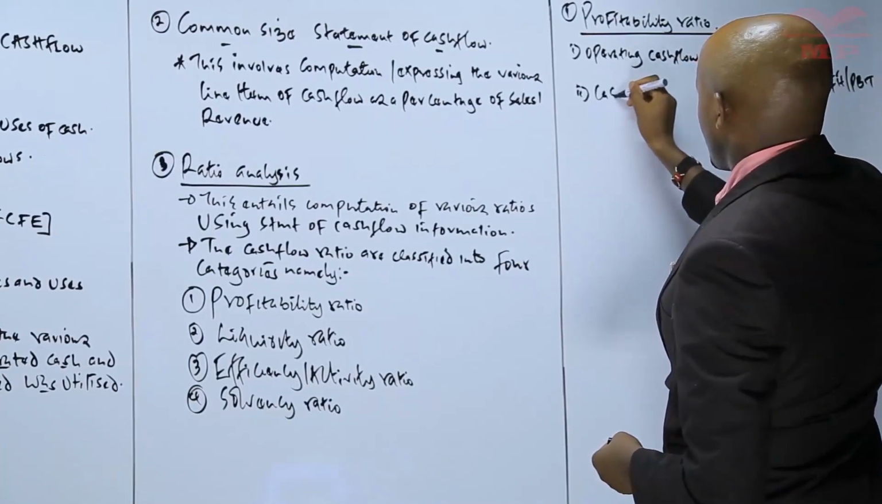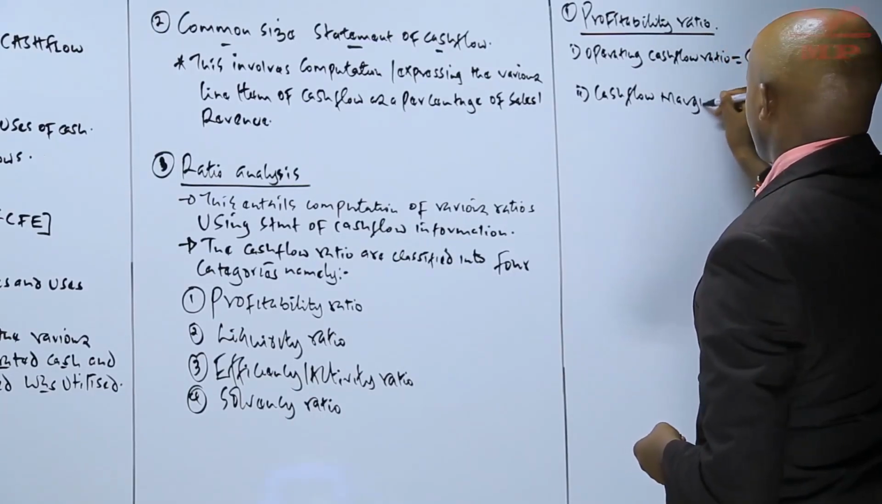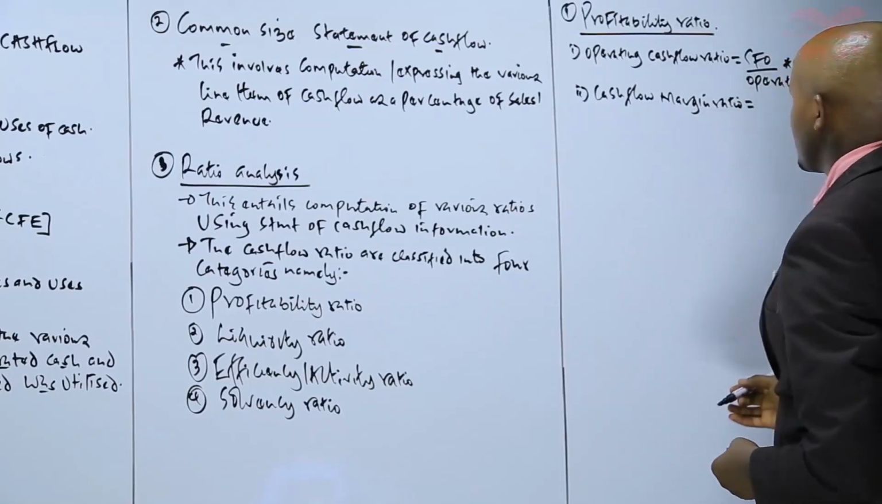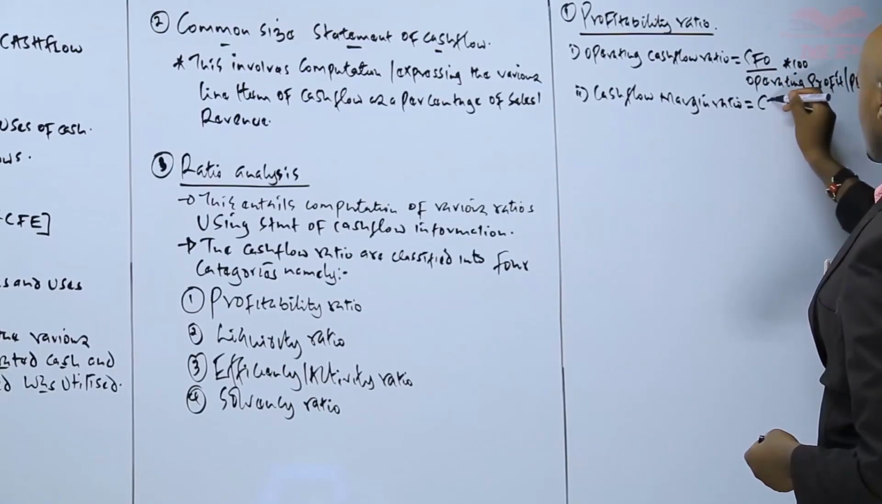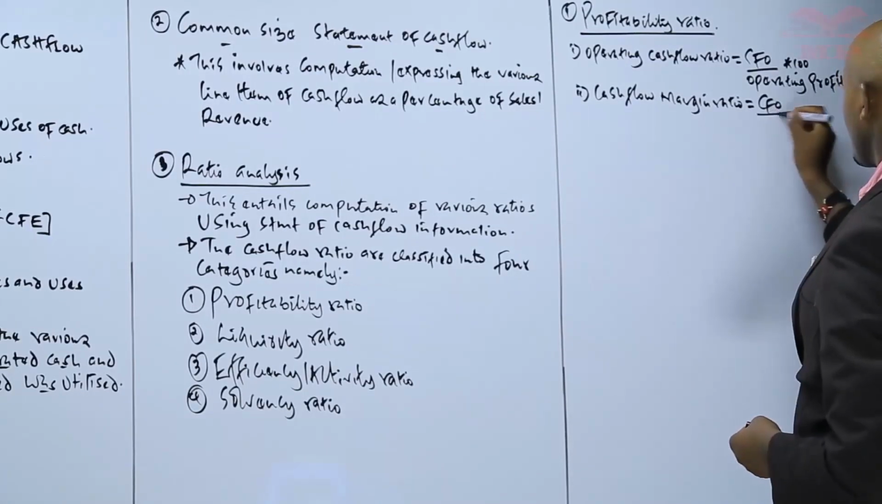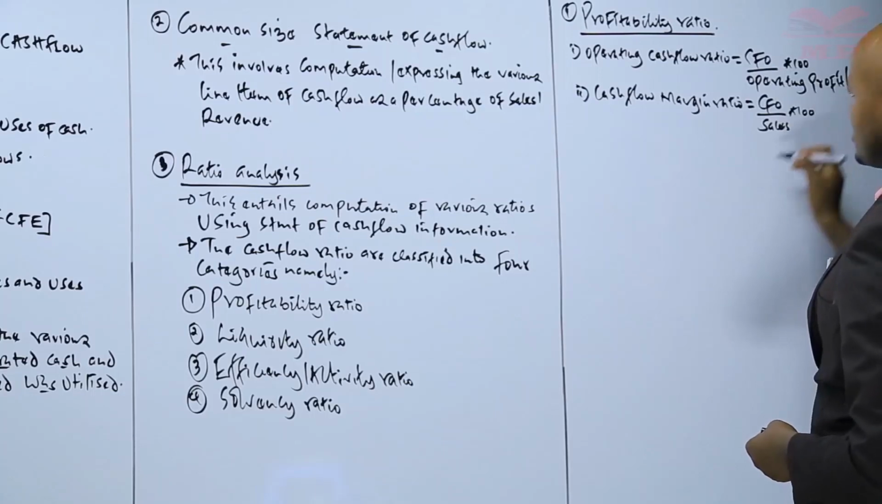From there we have the other profitability ratio known as the cash flow margin ratio. This particular ratio is computed by taking the cash flow from operation, which we abbreviate as CFO, and then we divide that by the sales times 100.